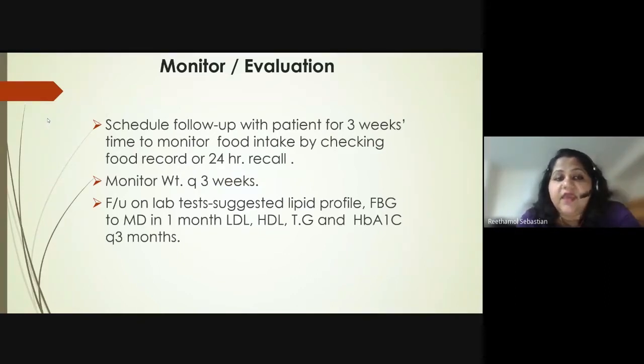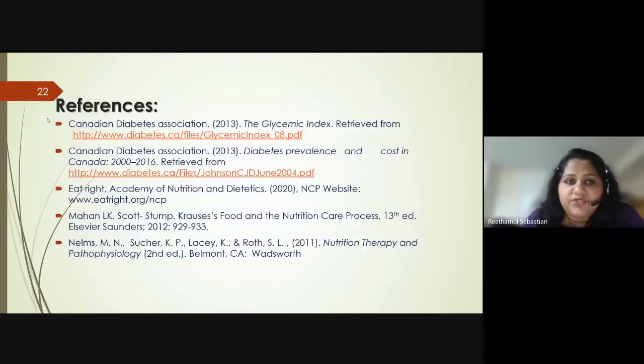So we could assess whether our goals are good enough or we need to change them or something like that. Okay, and follow up on lab tests suggested, like lipid profile or fasting blood sugar level in 1 month, or cholesterol level or A1C every 3 months. A1C is only applicable for change every 3 months. So based on what test we are looking at, we could follow up on that. So that's how we do the monitoring.